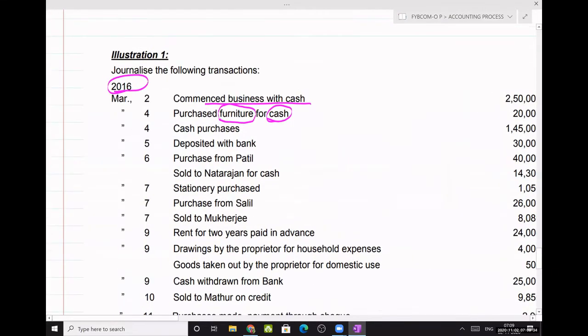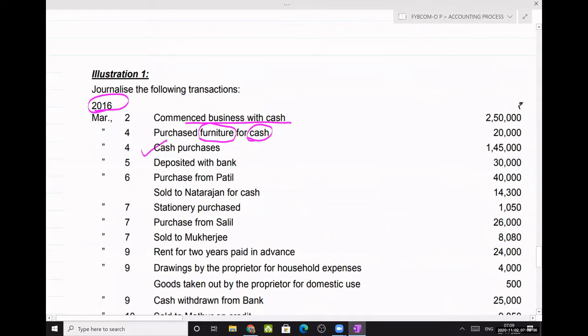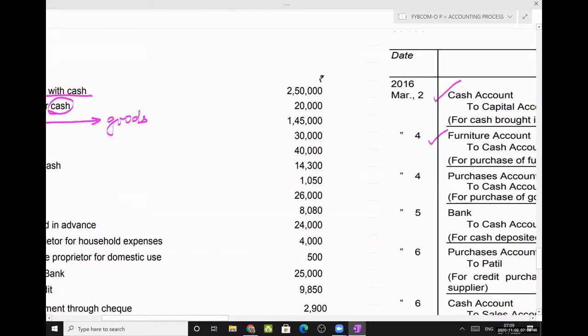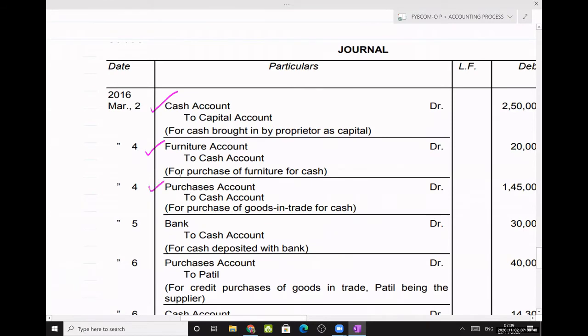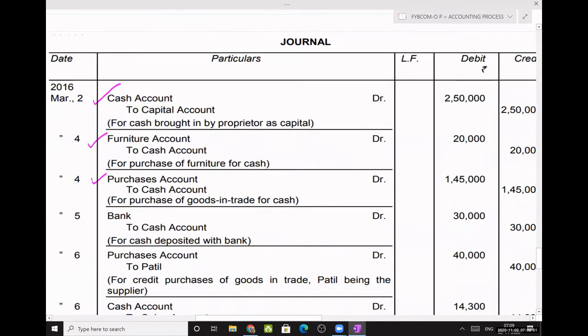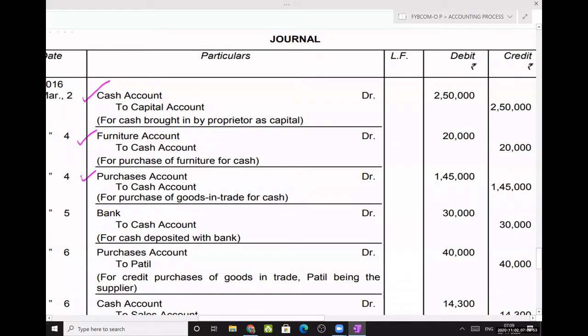Next, on 4th again, there is a cash purchase. Cash purchase means purchase of goods, raw material. So the journal entry is purchase account debit to cash. The cash purchase is recorded.